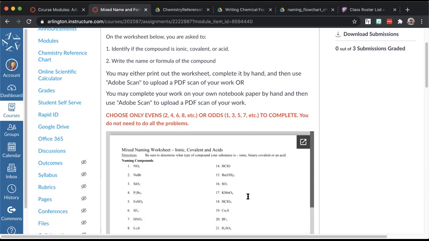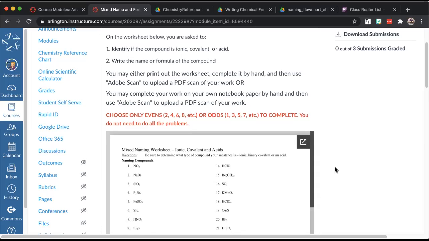Okay. If you are going to do it on your own notebook paper and you're not going to print out these 2 pages, then please make sure that you number your problems neatly and in order so that when I'm checking it, it's easy for me to check to see if something's right or wrong or give you feedback, okay? So if I was doing number 1, I'd write number 1, and then I would either write ionic, covalent, or acid. And then after that, I would write the name of the compound, okay? So that's what you should be doing on each one.